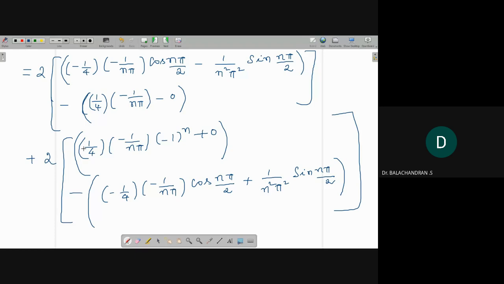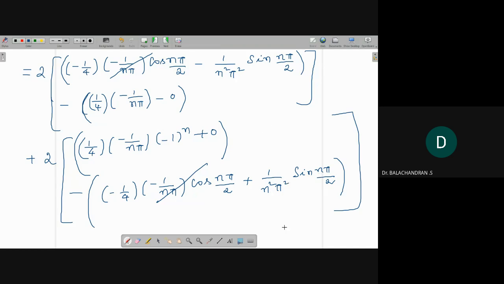Okay. Now you can see this term here: minus into minus plus 1 by 4, 1 by n pi cos n pi by 2. But here we have minus 1 by 4, 1 by n pi cos n pi by 2. So these two terms get cancelled. So this is actually minus 1 by n square pi square sine n pi by 2. Here also you have minus 1 by n square sine n pi by 2.